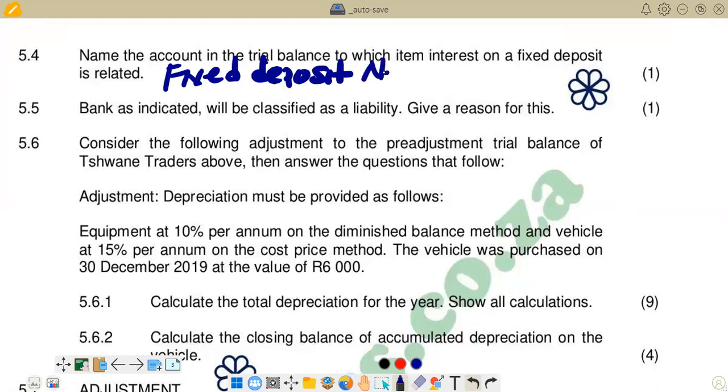Neighbor bank. And in brackets, it's 22% per annum. So that is the response that you are supposed to give there. Then we go to the next question.